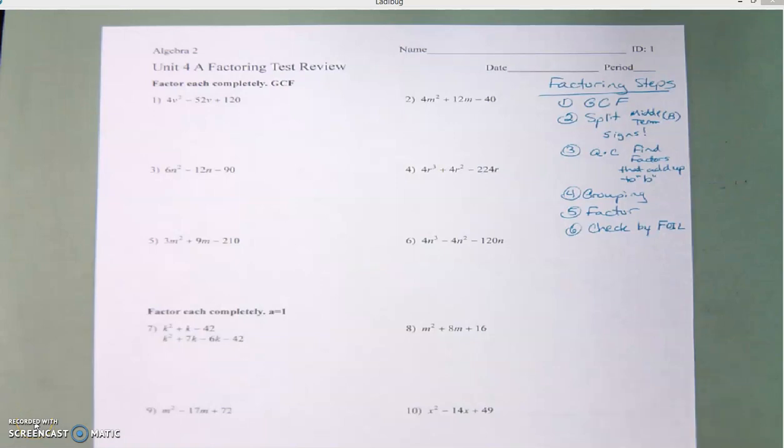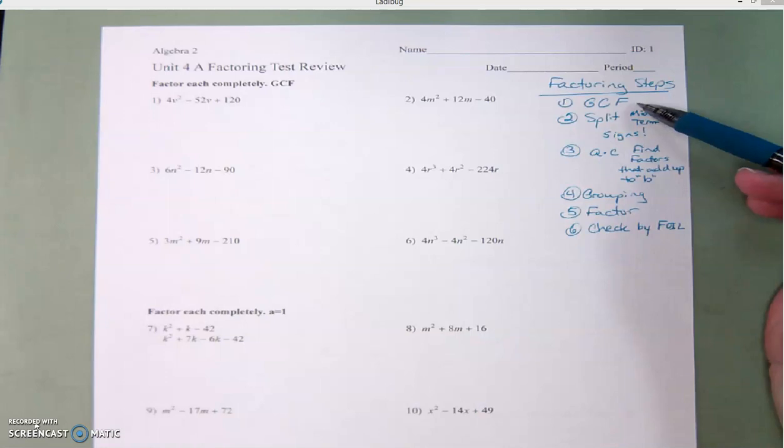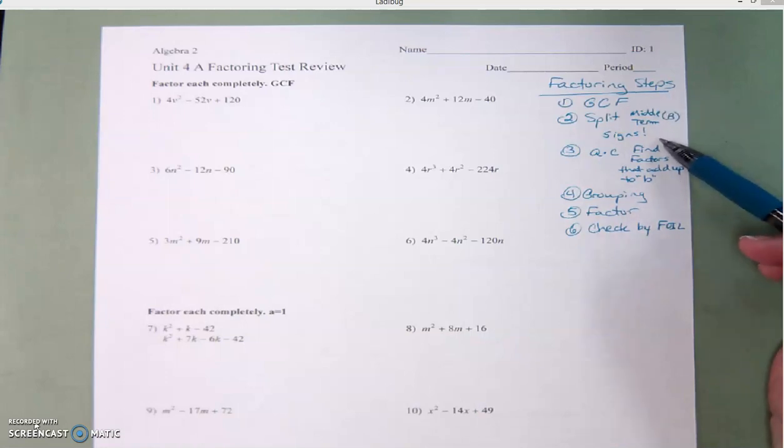This is the review for the Unit 4A factoring test. First of all, let's go over some steps that you need to take to be able to factor a trinomial. First of all, you're going to look to see if you have a greatest common factor and see if you can factor something out. Number two, you're going to split the middle term, which is your b.